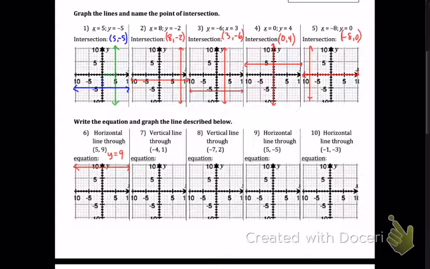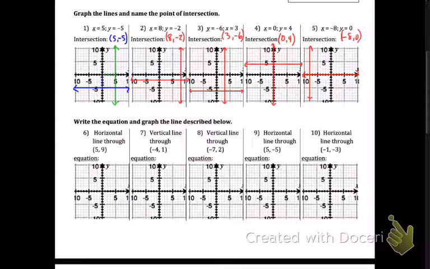Did you get these answers? I want you to pay attention. Look how stinking easy the intersection is here, people. 8, negative 2. Y is equal to negative 6, x equals 3: 3, negative 6. The intersections of those lines is, well, what they are equal to.